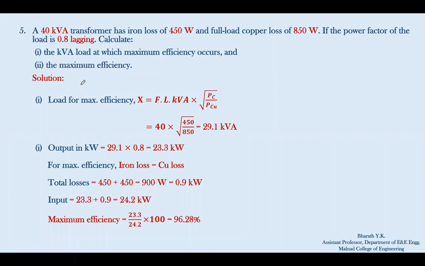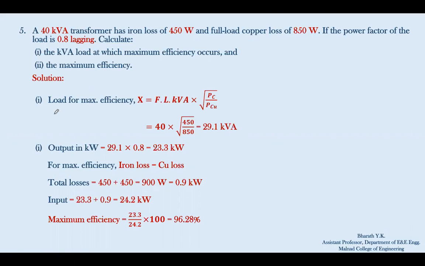In the fifth problem, a 40 kVA transformer has iron loss of 450 watts and a full load copper loss of 850 watts. If the power factor of the load is 0.8 lagging, then we have to calculate the kVA load at which maximum efficiency occurs and the maximum efficiency.